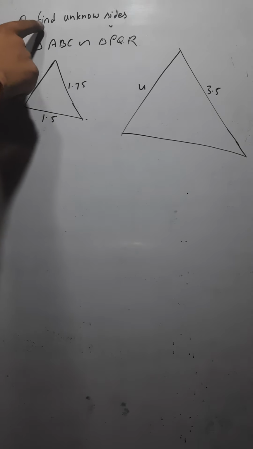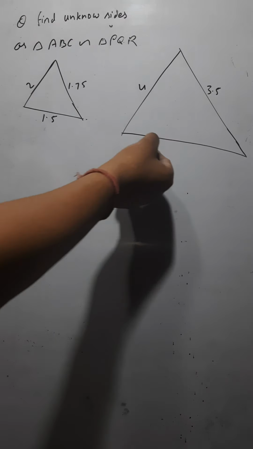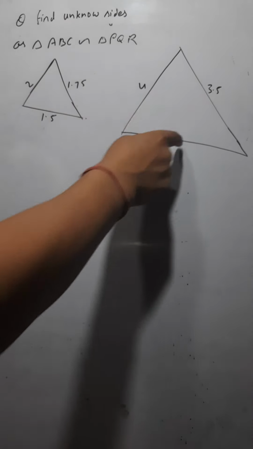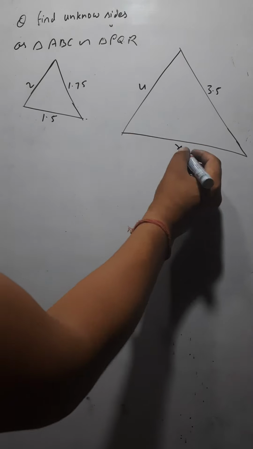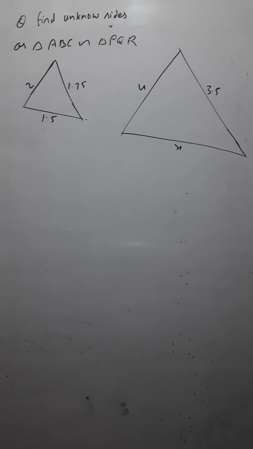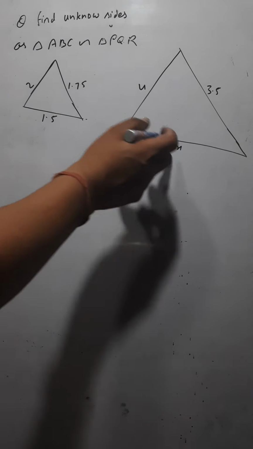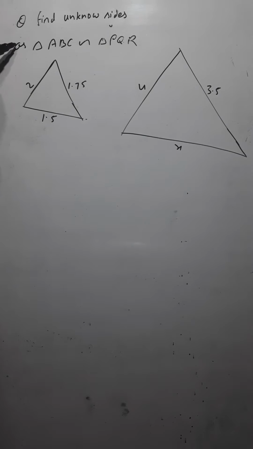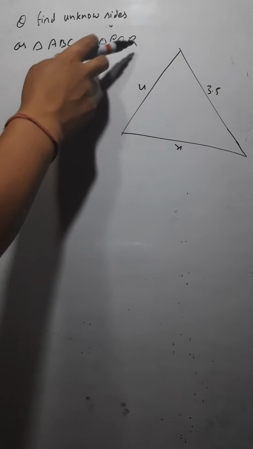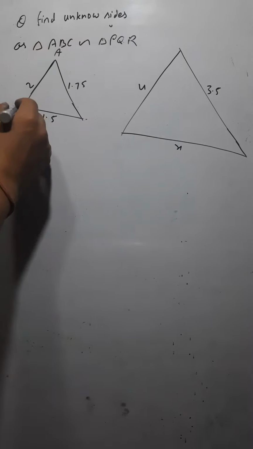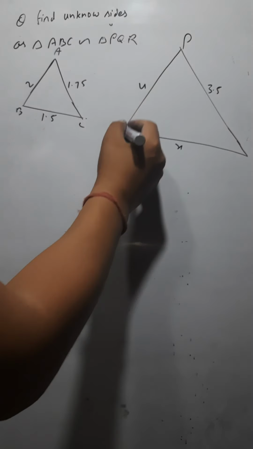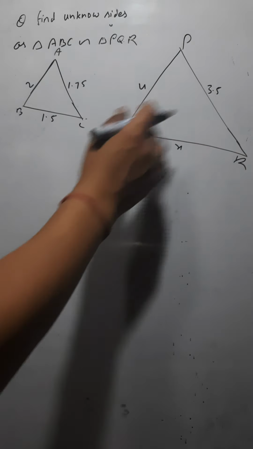So here in this question you have to find the unknown side. Unknown side means this one side. All are given here, so this one side you have to find out. Let's say this is x, the length of this one side is x. The value of x you have to find out. As you have been given, triangle ABC is similar to triangle PQR. So let's say this is triangle ABC and this is triangle PQR. Both are similar to each other.